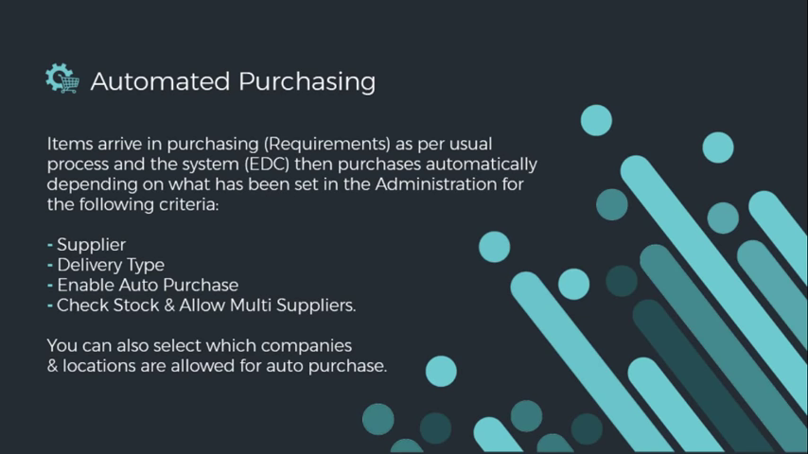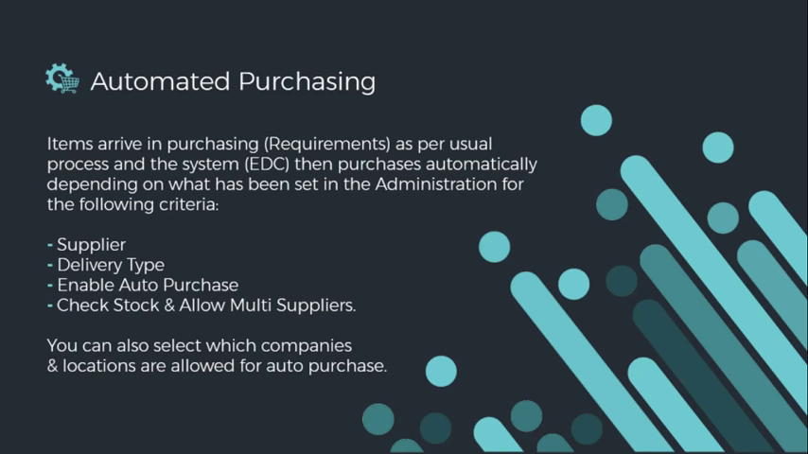Items arrive in your purchasing requirements as normal, so you'd authorise your sales orders with your lines on. Those sales order lines would then arrive into POP requirements, and the system, via the EDC that's running on your server or wherever it may be, will then purchase automatically depending on what's been set in the administration area and also the company level. There's a bit of setup to get it right, so the setup is really important, which we'll cover today, and how you can apply that to your business.